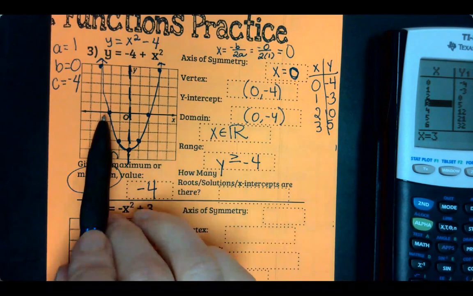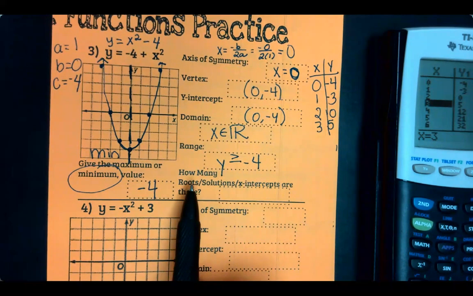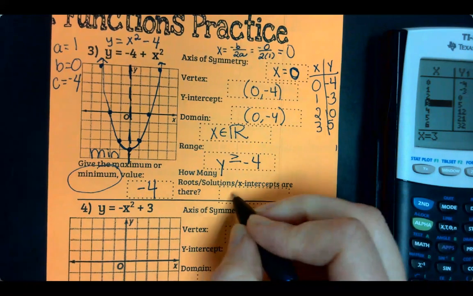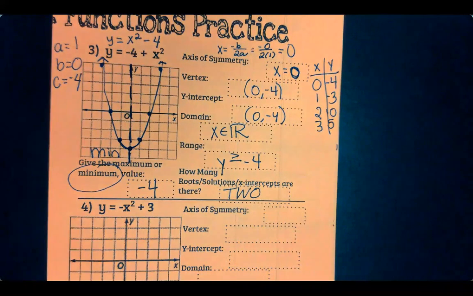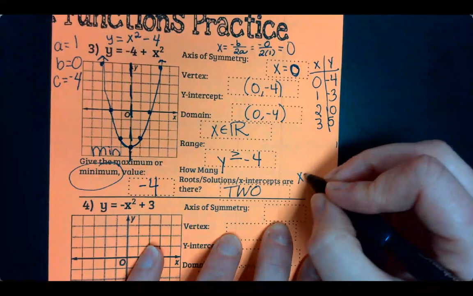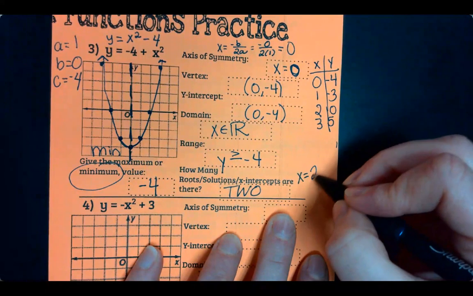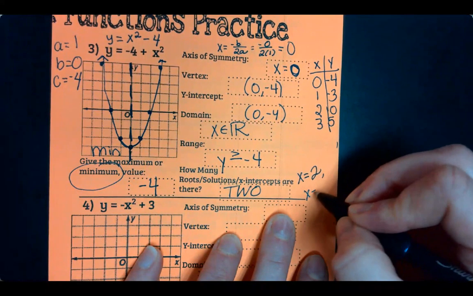Yep, there's two places that it crosses the x-axis, which is called a zero, root, and solution. So there's two of them. I'm going to write out the word 2, just so I don't think 2 is where it goes through. But in this case, it does, right? Where does it go through? 2 and -2, like that.